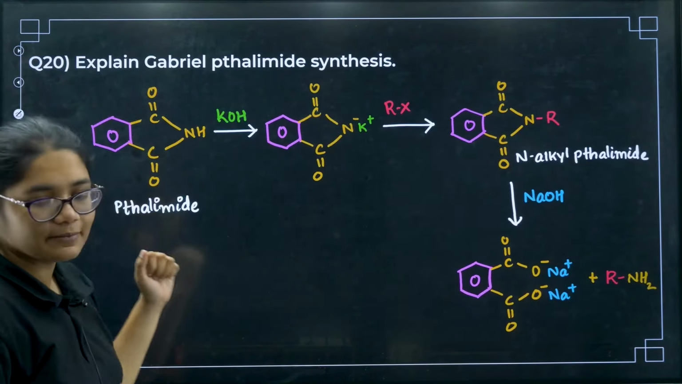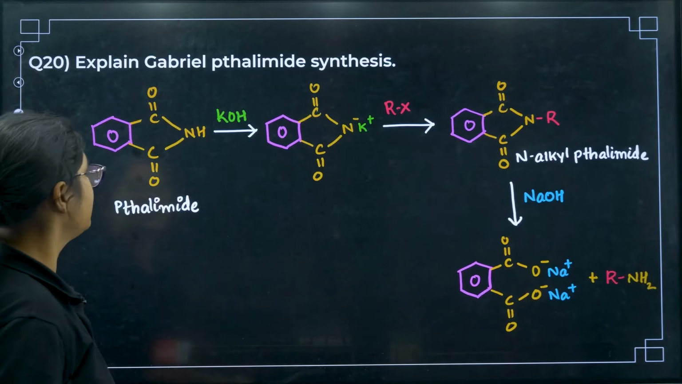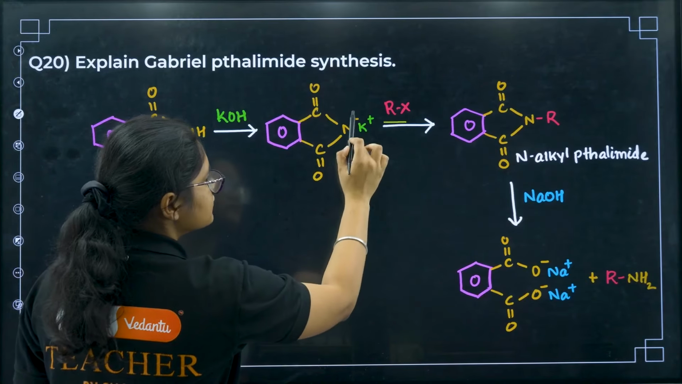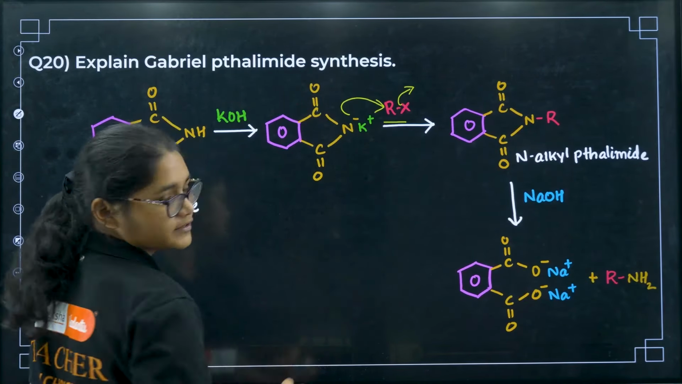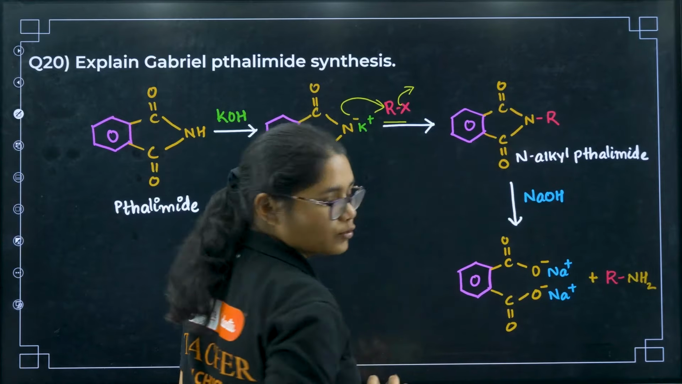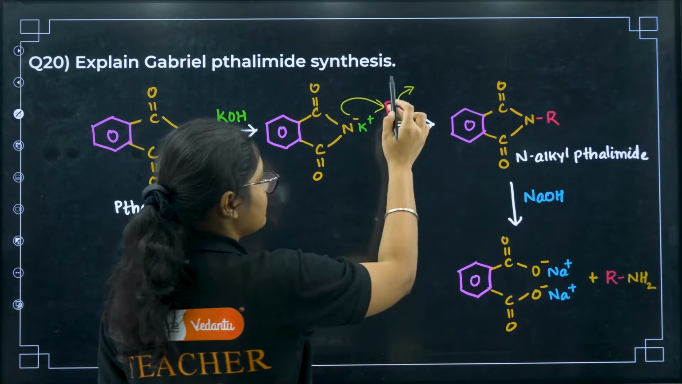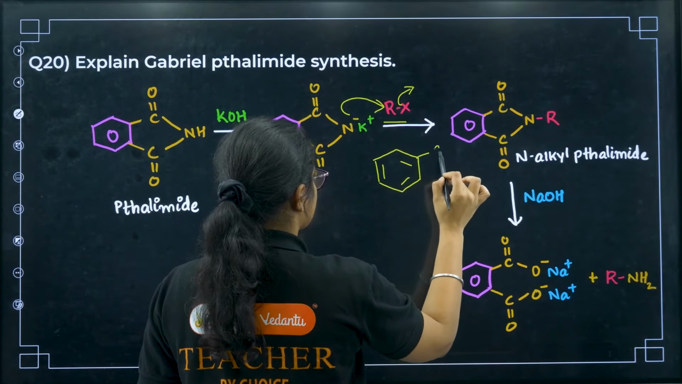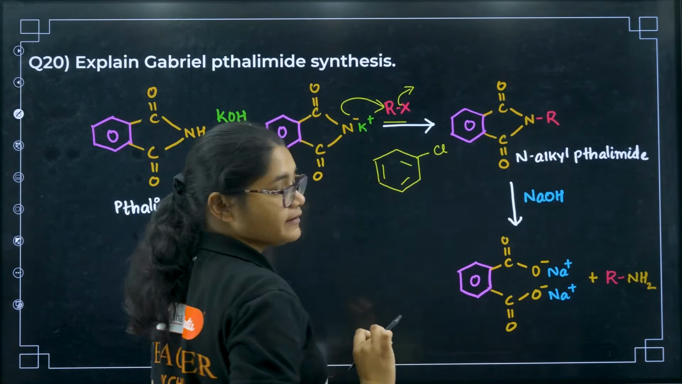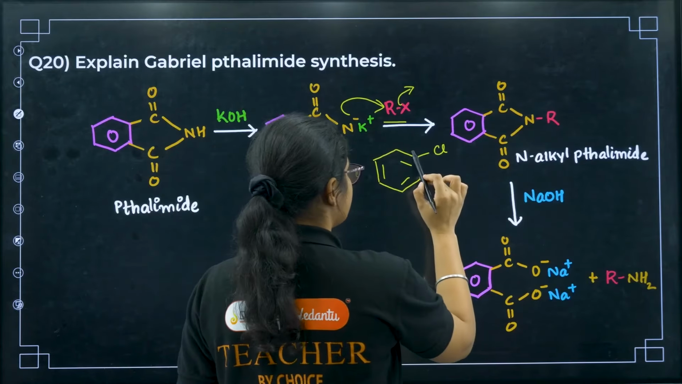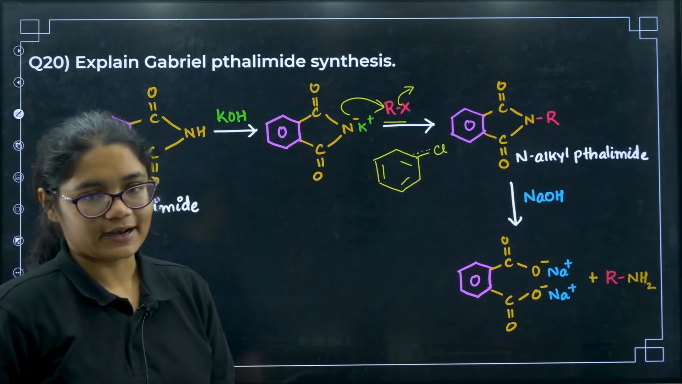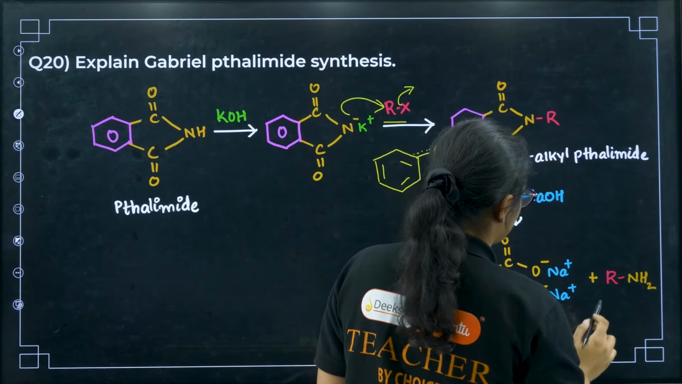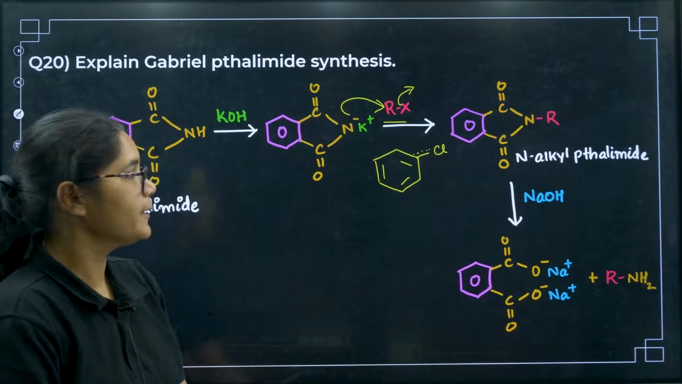Next, what is Gabriel phthalimide synthesis? This question you can now relate well. You can see here, KOH, N plus K minus, here RX is formed. So this one attacks on this one and this X goes out. So we find here the NR group, right? But if it is an aromatic halide, for example chlorobenzene, this one will attack here and Cl will go out. That cannot happen because this bond is very strong due to partial double bond character. Here we have this N-alkyl phthalimide, then this one gets converted and we'll get this one.